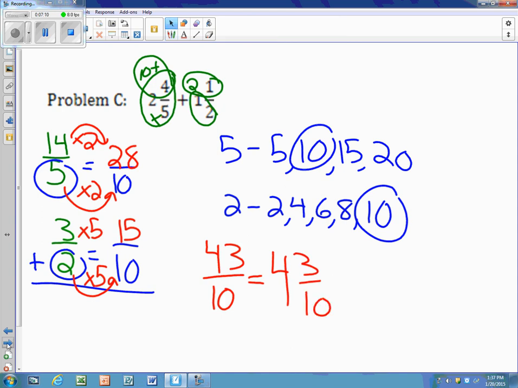So that is how I add numbers without using pictures. I can add my fractions and I can add my mixed numbers.